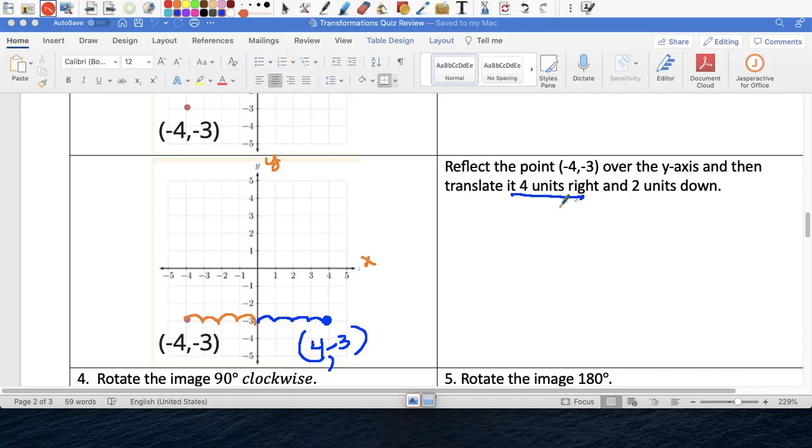Now we have to move it 4 to the right and 2 down. So let's go 4 to the right. Take this point 4 right. Oops, change colors. So it's going to go from there. It's going to go 1, 2, 3, 4. It's going to be over here, and then 2 down. 1, 2. So here is its new location. Final location.